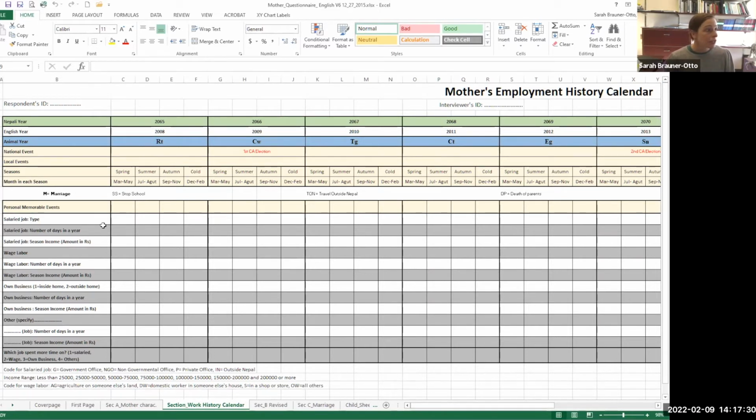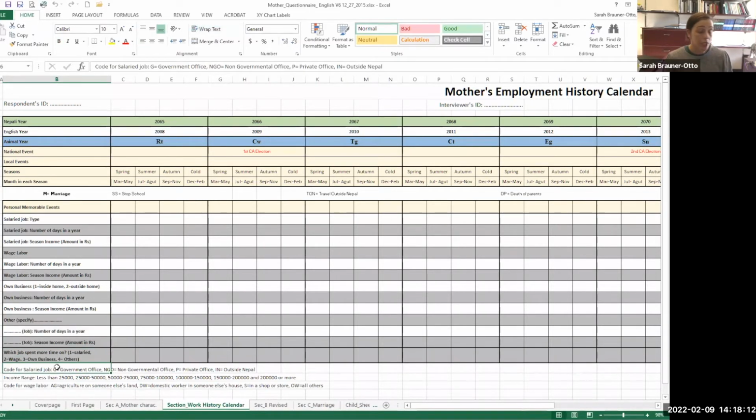This then brings us to the work history section of the calendar itself. So you can see we have 3 different types of jobs that we asked about: salaried jobs, wage labor jobs, own business, and then we have this 4th other section. These job categories are the ones that CVFS has historically used when collecting work information. So we felt it was important to have some comparability between this data collection effort and earlier data collections, which is why we chose them.